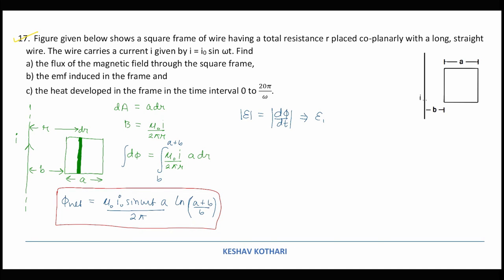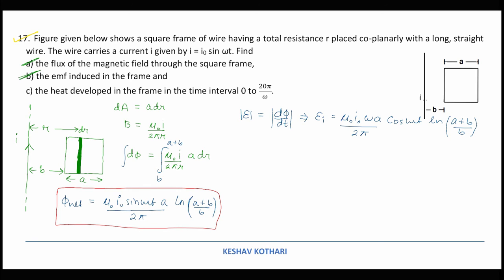Now mu naught I naught a upon 2 pi and the term in ln are all constant. The derivative of sine omega t can be written as cos omega t into omega. So the expression is written as mu naught I naught omega a upon 2 pi cos omega t ln of (a plus b) by b. So this is going to be the expression for EMF induced in the frame.